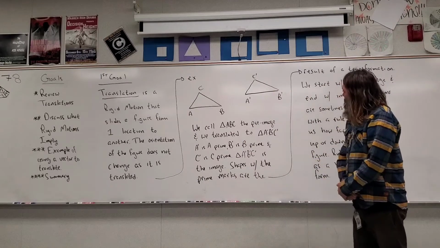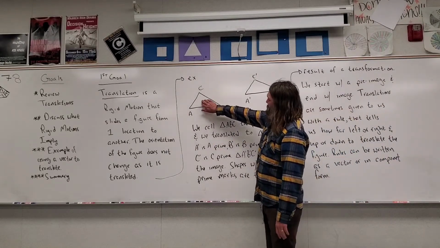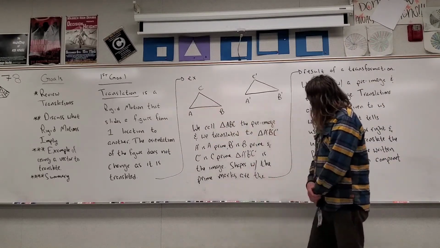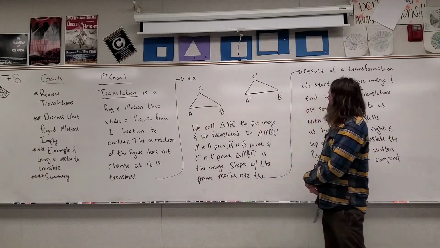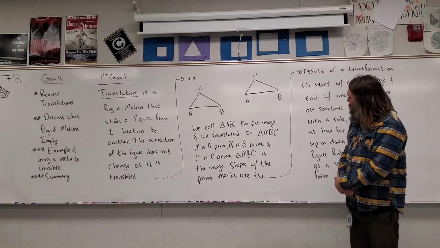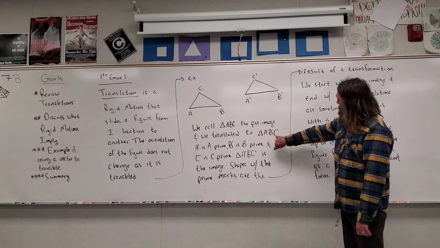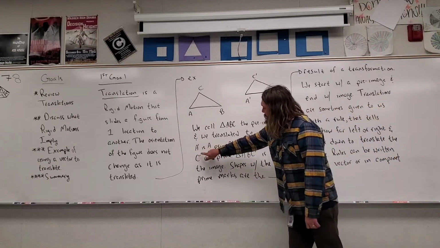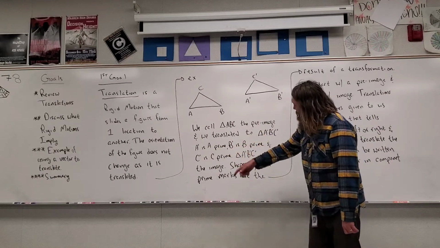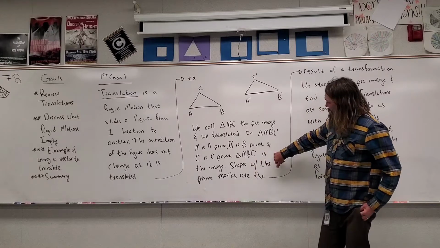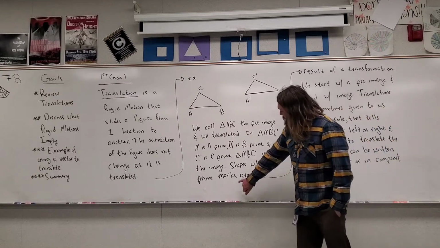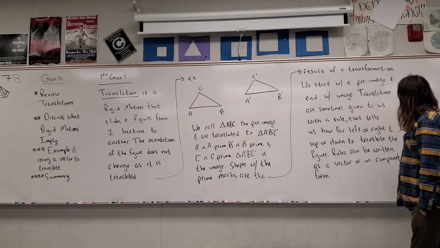Okay, so we call triangle ABC, this guy, triangle ABC, the pre-image, and we translated it, which means it slid and it didn't spin or rotate, to triangle A prime, B prime, C prime, right? This is A prime, B prime, and C prime. Triangle A prime, B prime, C prime is the image. Shapes with prime marks are the result of a transformation.